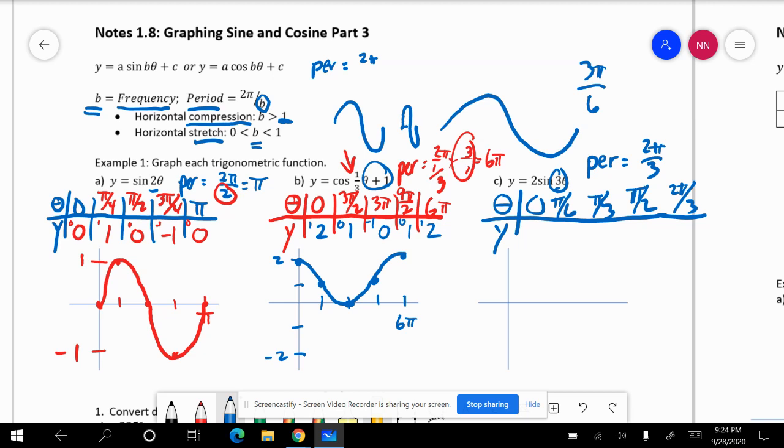What we have is our sine values. Our sine values are 0, 1, 0, -1, and 0. This time we're multiplying by 2: 0, 2, 0, -2, and 0. Our maximum is 2. Our minimum is -2. And we have 0, 0, pi over 6, 2, pi over 3, 0, -2, and back to 0.